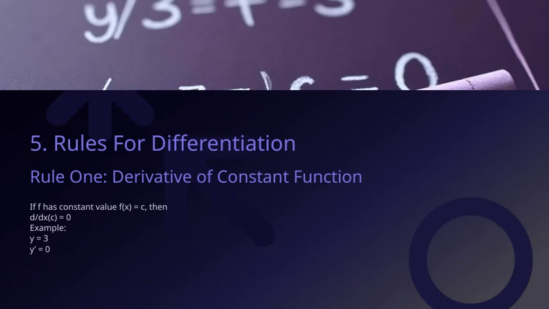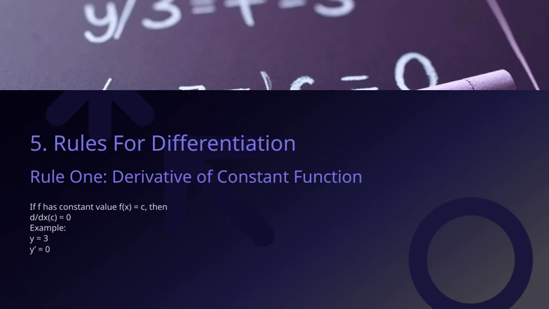All right, let's look at this slide. When a function f has a constant value, meaning it's just a flat line at some value c, the derivative of that function with respect to x is 0. In other words, if f(x) equals c, a constant, then the rate of change, or the slope, is 0 everywhere. For example, if y equals 3, which is a constant, then y prime, or the derivative of y, is 0. This is what we call Rule 1, the derivative of a constant function.